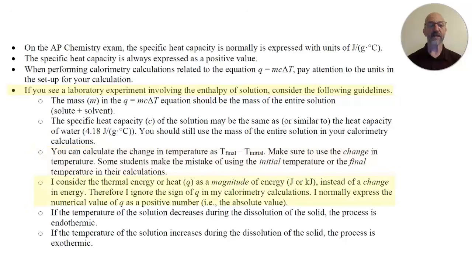Now, I personally consider that the thermal energy or the heat, Q, is a magnitude of energy in joules or kilojoules. I don't think of it as a change in energy. Therefore, I ignore the sign of Q in my calorimetry calculations. I normally express the numerical value of Q as a positive number, that is, the absolute value of the thermal energy. Now, if the temperature of the solution decreases during the dissolution of the solid, the process is endothermic, and if the temperature of the solution increases during the dissolution of the solid, the process is exothermic.